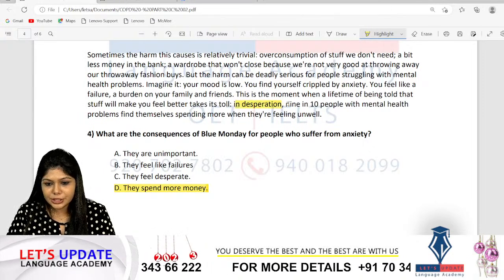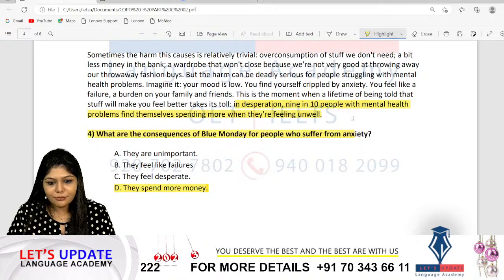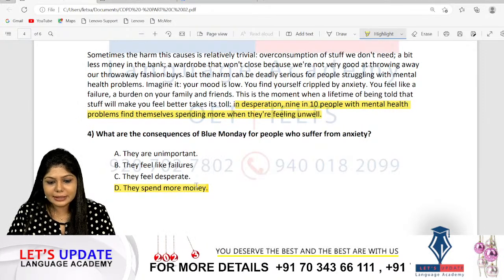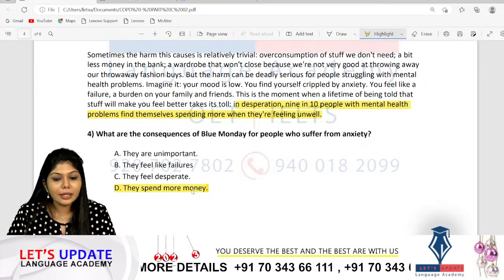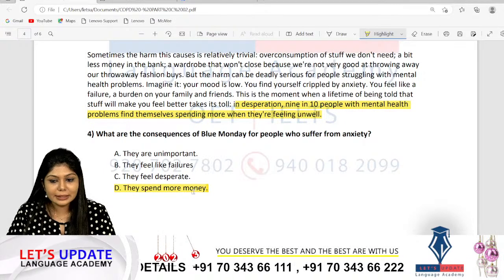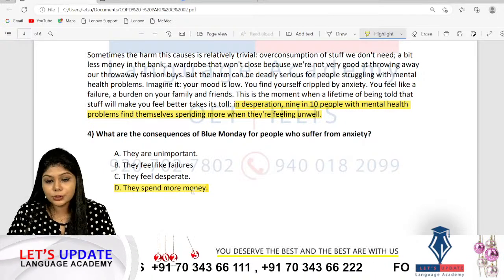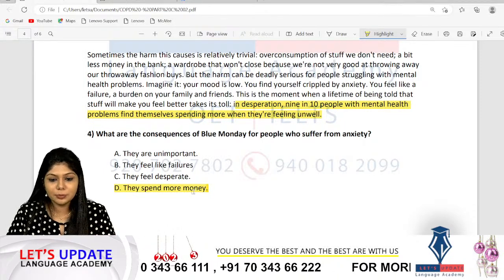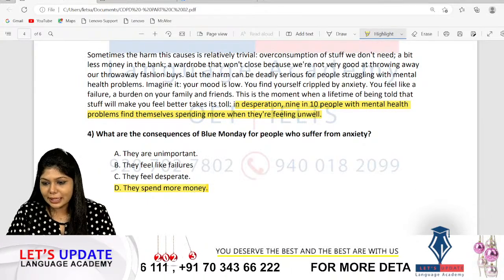In desperation, 9 in 10 people with mental health problems find themselves spending more when they are unwell, and that is exactly what is mentioned in option D. They spend more money. They are asking about the people who suffer from anxiety. So anxiety will be included in mental health problems also. It could be included. So the answer should be that they will end up spending more when they are feeling unwell. So that is the answer.